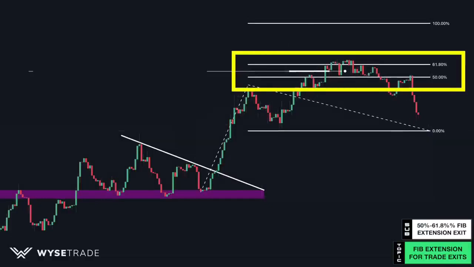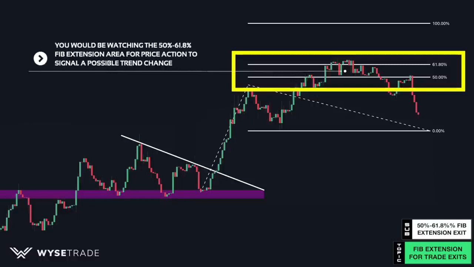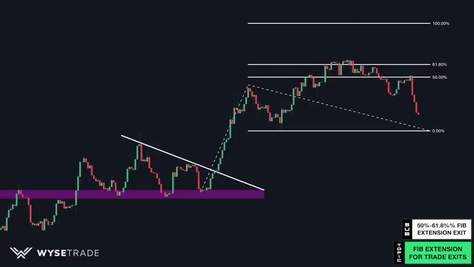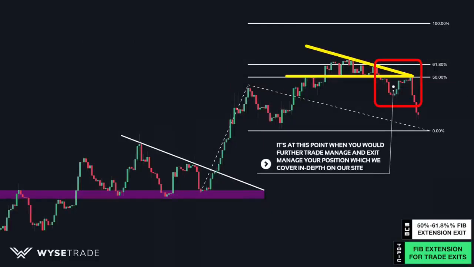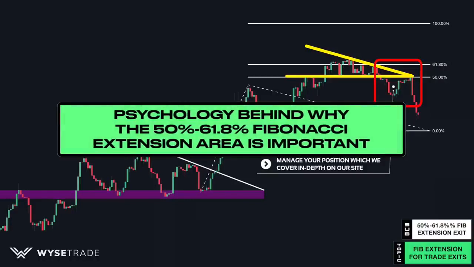You would then be watching the 50% to 61.8% Fibonacci extension area for price action to signal a possible trend change, which you got through the sideways chop, descending triangle pattern, followed by the break below the pattern. It's at this point when you would further trade manage or exit manage your position, which we cover in depth on our site. Now, what is the psychology behind why the 50% to 61.8% Fibonacci extension area is important?